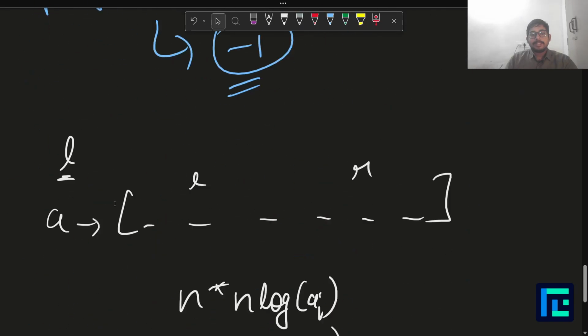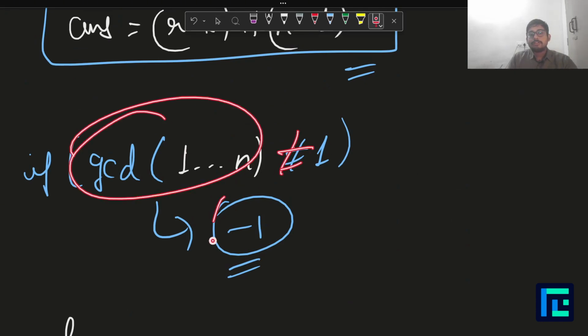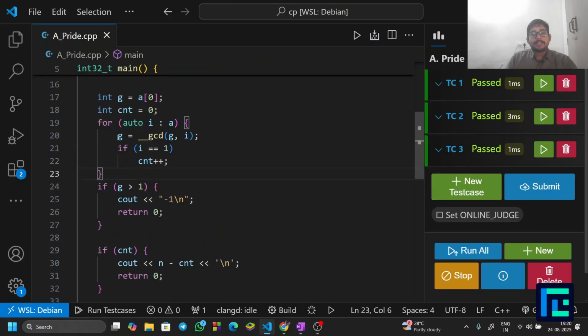Then another base case was for minus 1. If the GCD of the whole array is not equal to 1, then we print minus 1. So in a variable G, we maintain the GCD of the whole array.